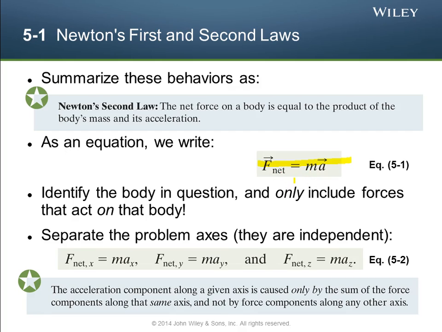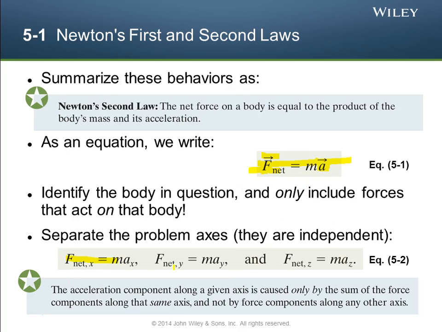We're going to keep that same law and use it the same way we did in AP Physics 1. However, we are going to look at these as vectors. The force is a vector and the acceleration is a vector. And so really mass is just a scalar multiplier.